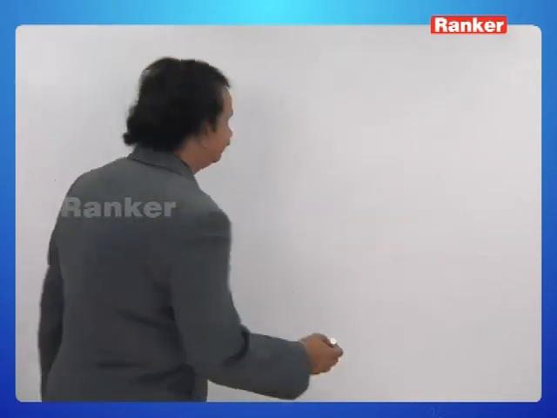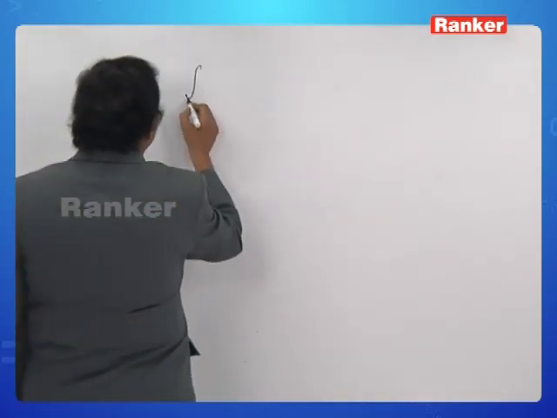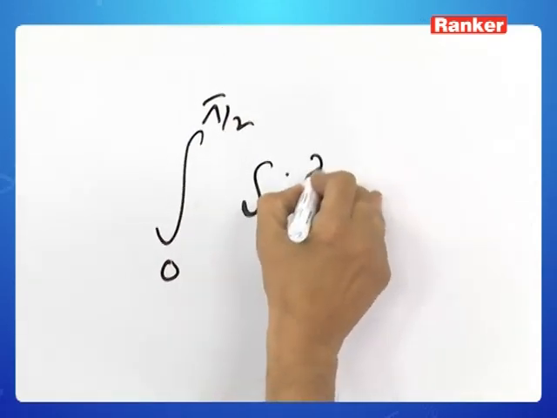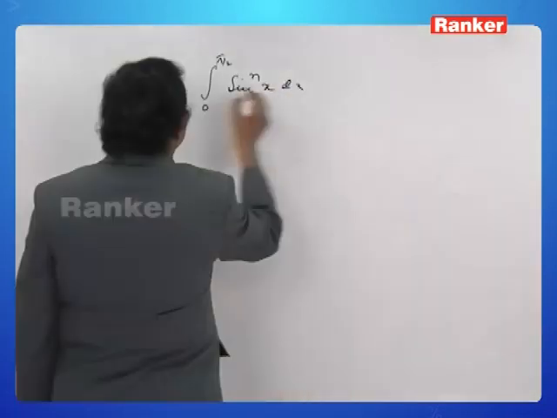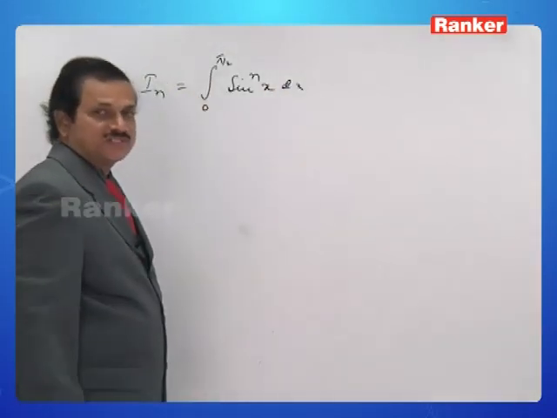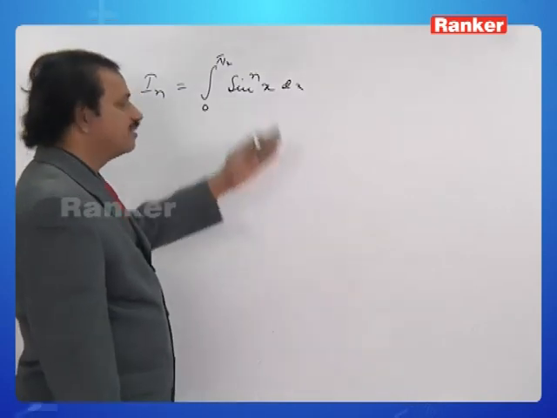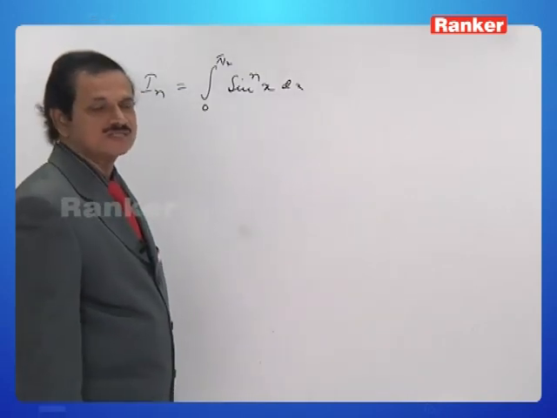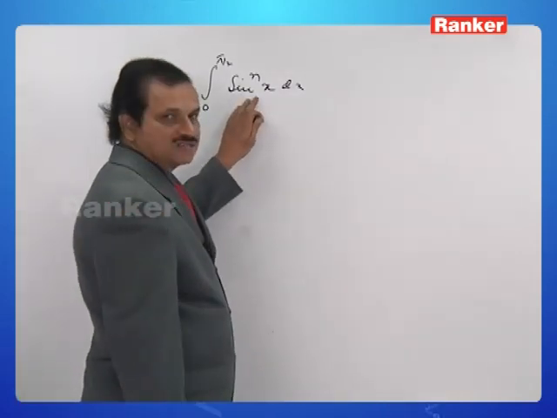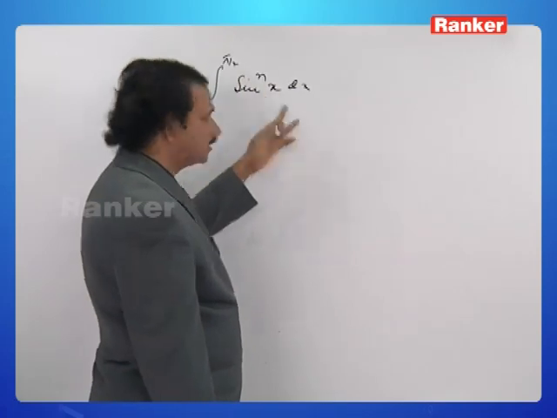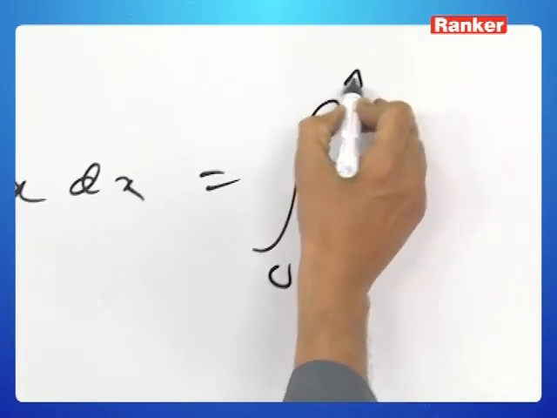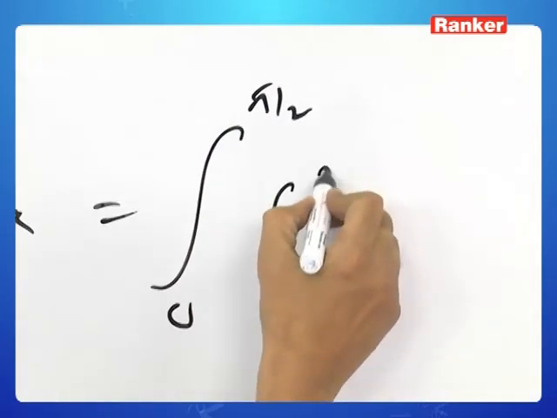Another formula. Integral 0 to pi by 2 sine power nx dx, if you name it some In. If this is In, what do you mean by I5? Integral sine power 5x dx. I6, integral sine power 6x dx. See, if this is f of x, what is f of a minus x? Cos power nx. Hence, this is again 0 to pi by 2 cos power nx dx.